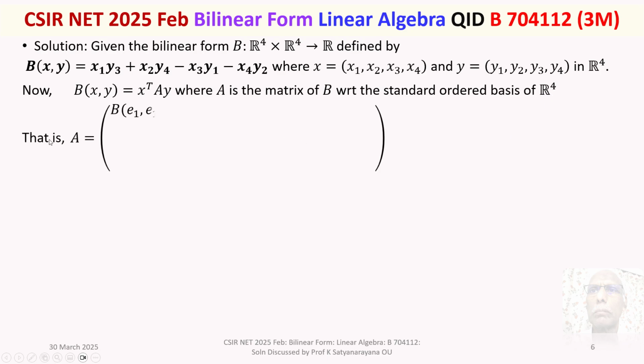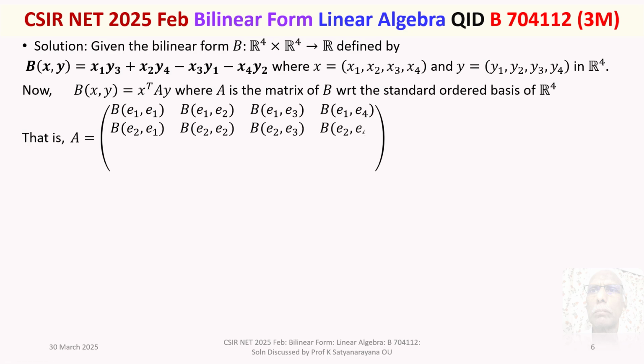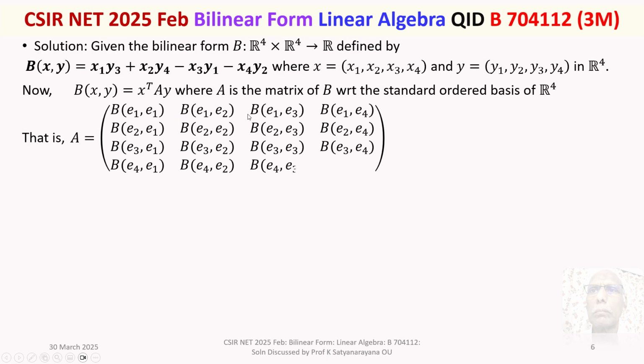Right. That is, the matrix A will be given by a 4 by 4 matrix whose first row is B(E1, E1), B(E1, E2), B(E1, E3), B(E1, E4). That's the first row. Similarly, second row, third row, fourth row is written. And here B(E1, E1) is the coefficient of x1 y1. B(E1, E2) is the coefficient of x1 y2.